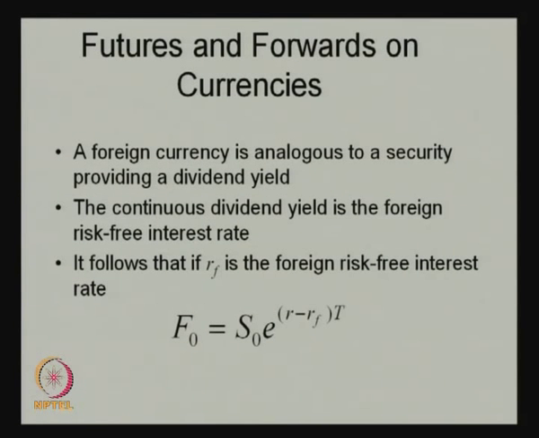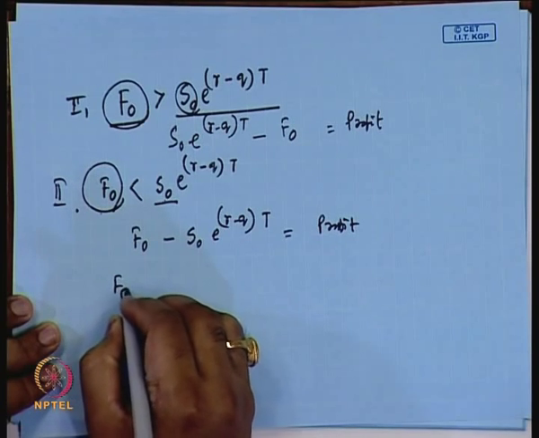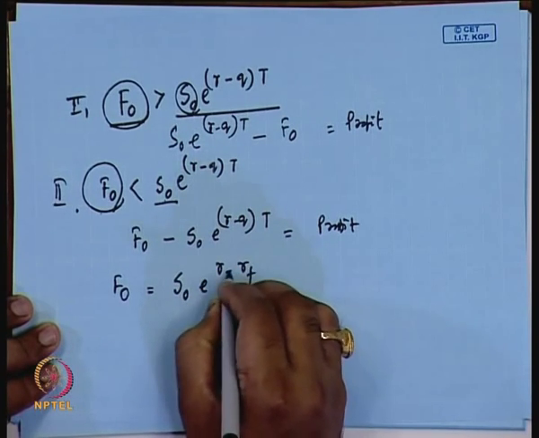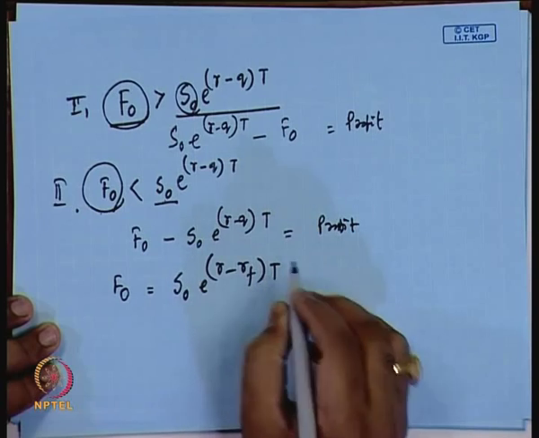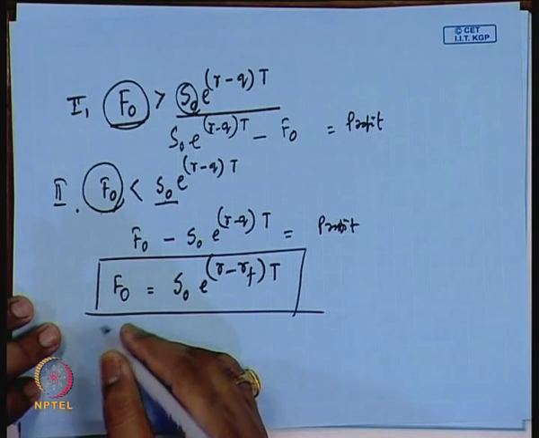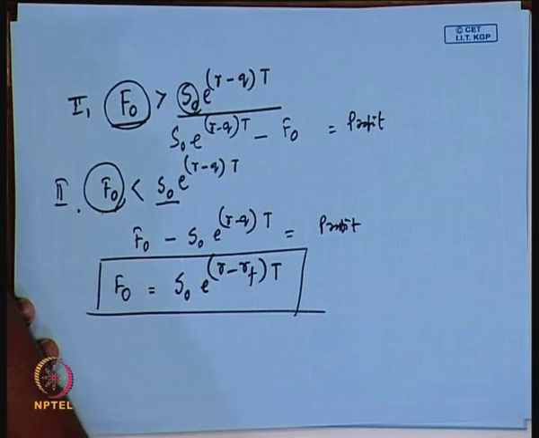Then we have futures and forwards on currencies. A currency is analogous to a security providing a dividend yield, and the continuous dividend yield is the foreign risk free rate of interest. So if RF is the foreign risk free rate of interest, we can use the same formula, F 0 equals S 0 e to the power r minus RF into t. This is the valuation of the future if it is derived from a foreign currency.